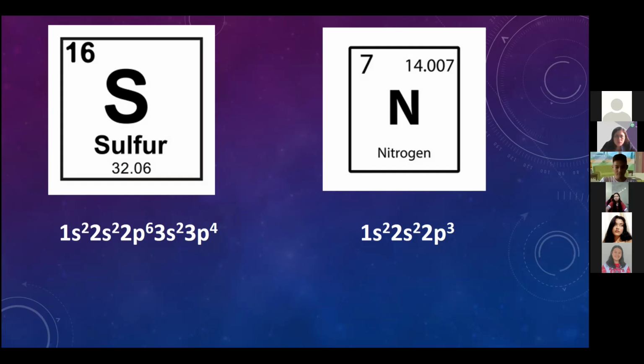Writing the electron configuration of nitrogen. The element nitrogen has 7 electrons, and the electrons are filled into the 1s, 2s, and 2p orbitals. So the electron configuration of nitrogen can be written as 1s2, 2s2, 2p3.